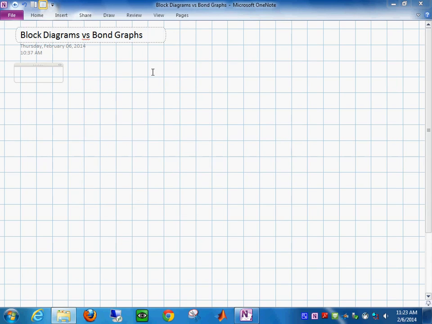Today we're going to talk about the equivalence between bond graphs and block diagrams. We need to establish the fundamental principles upon which block diagrams are built, and also the fundamental principles of bond graphs. In order to illustrate that, I am going to propose a simple example of a capacitor.